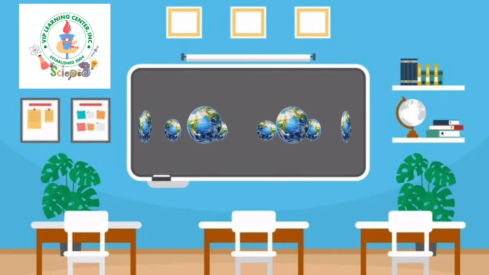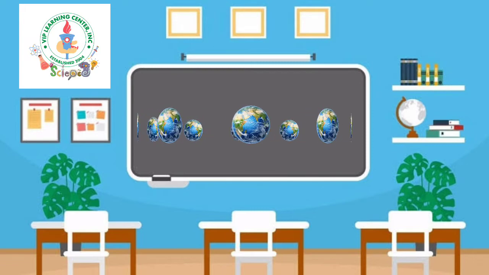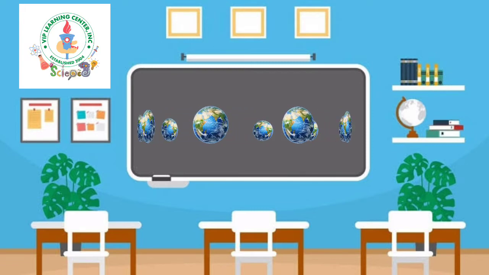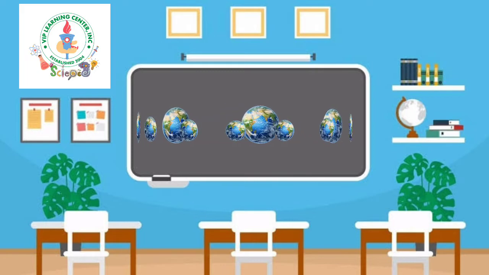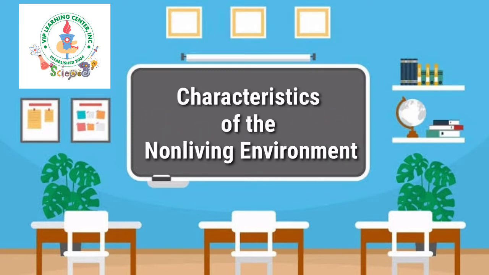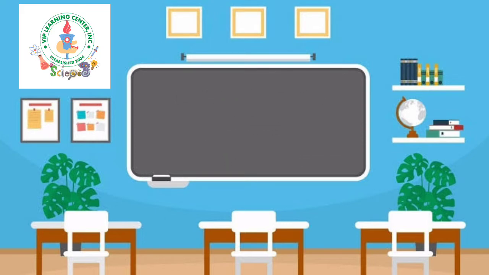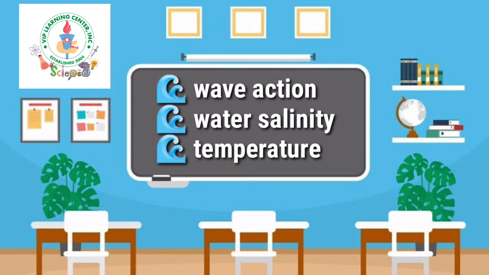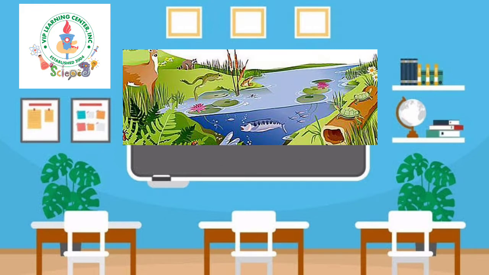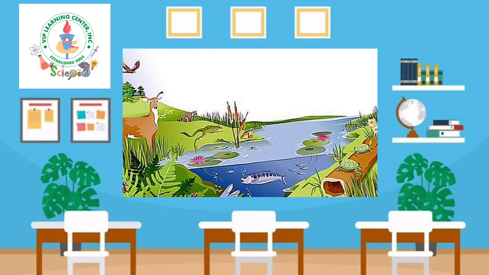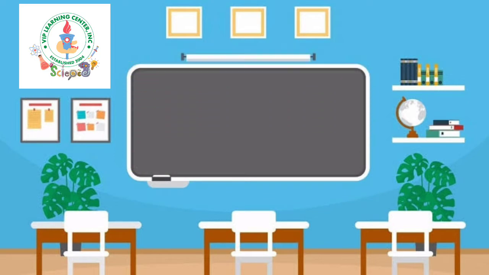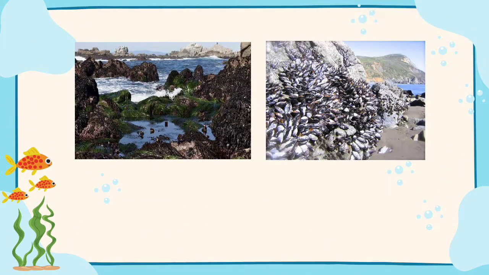The world we live in is very rich in resources, whether it be terrestrial or aquatic. Our Earth is teeming with many living organisms. The characteristics of the non-living environment, such as wave action, water salinity, and temperature, help determine which organisms thrive in particular areas near the sea. Since plants and animals live together in any kind of environment, several interactions happen between them. Study the illustrations and answer the questions that follow as we go along our discussion.